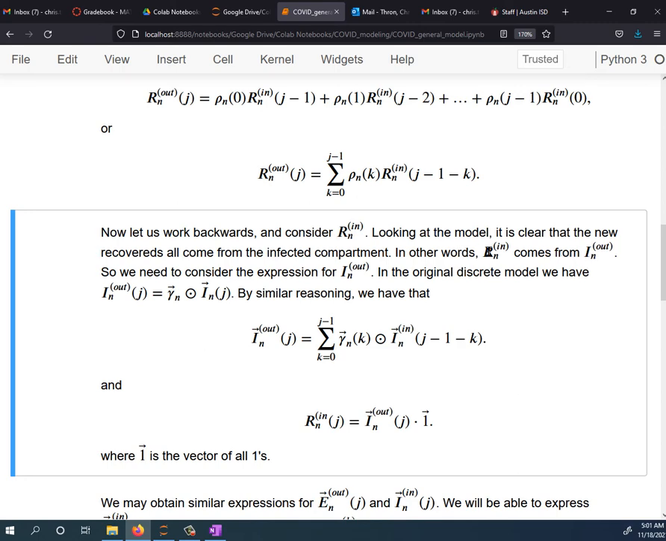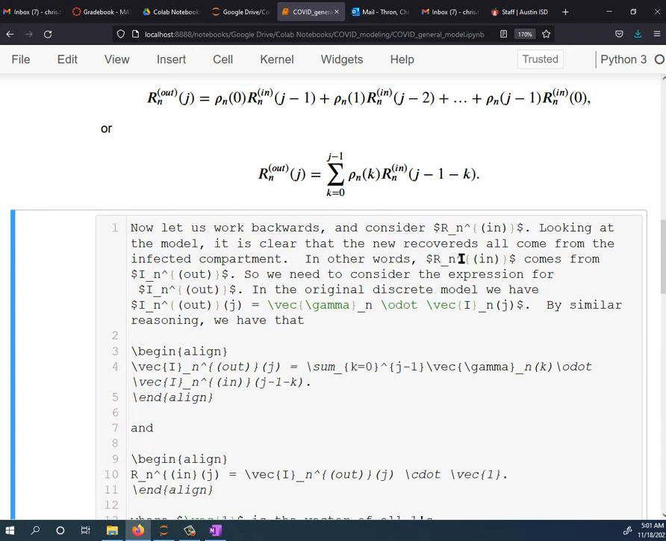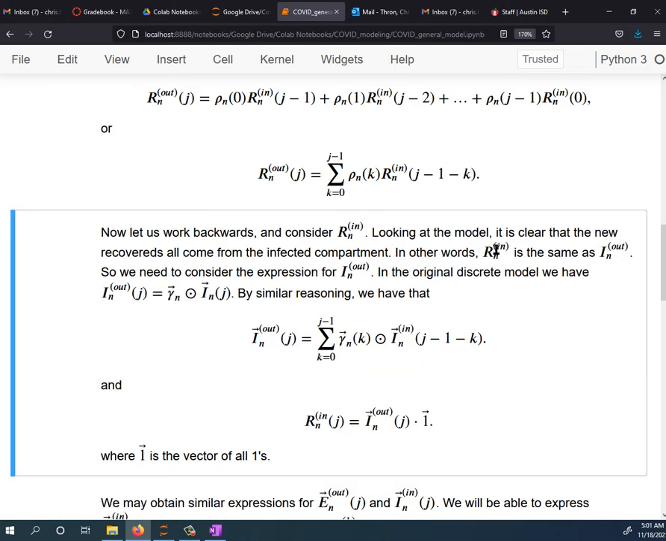So I should, instead of saying R in comes from I out, say R in is the same as I out. Right? It's not just comes from, it's exactly the same. Okay. R in is the same as I out. So we need to consider the expression for I out. But I out is going to be very similar to R out.